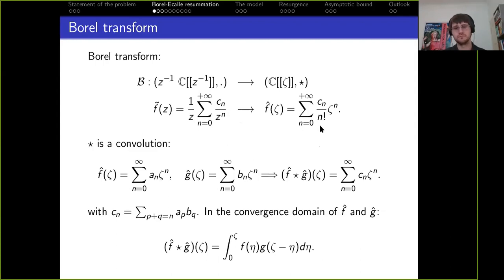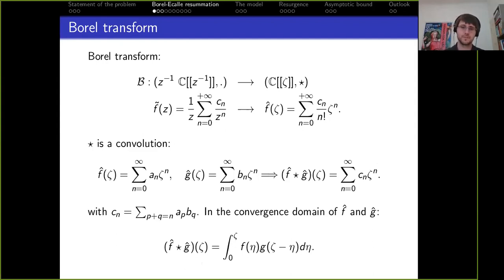So of course, if your initial formal series is reasonable, does not diverge faster than exponential, its Borel transform will be convergent in the neighborhood of 0. Before I make this idea more precise, let me say a word about this convolution product. So the convolution product of formal series is written below. What is really interesting is that if we are in the convergence domain of f hat and g hat, then the convolution product becomes an honest and nice convolution given in terms of an integral.